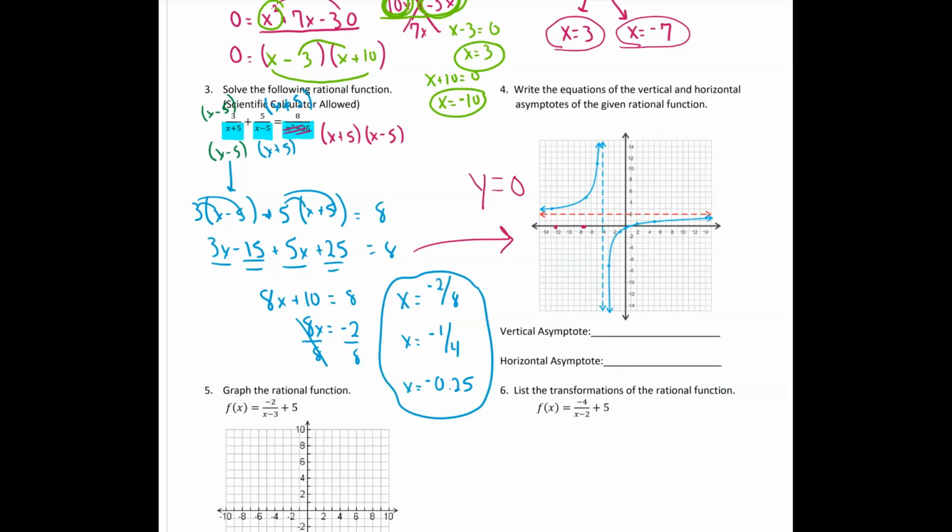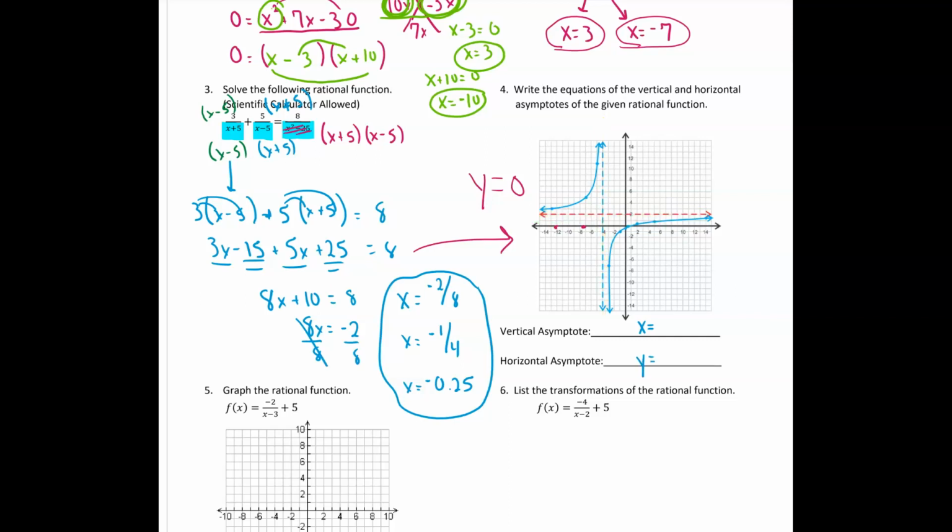So on number 4, we have to state the vertical and the horizontal asymptotes. So the vertical asymptote, remember vertical goes up and down, is always a line of x. And so when I write my answer, I'm going to want to make sure that I write x equals. And then my horizontal asymptote is a line that goes across the horizon. And this is when y equals everything. So I'm going to make sure that my answer is y equals.